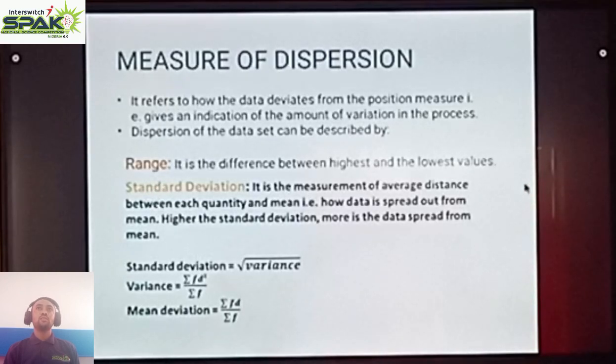It is the measurement of the average distance between each quantity and the mean. That is how the data is spread out from the mean. So the higher the deviation, the more the data is spread from the mean. And to calculate standard deviation, we take the square root of variance. Variance is given by the formula summation f d square over summation f. D is deviation, and deviation is given as x minus x bar. X bar is the mean. So when you subtract the mean from the data x, which is the midpoint of any data, then you find the deviation d.